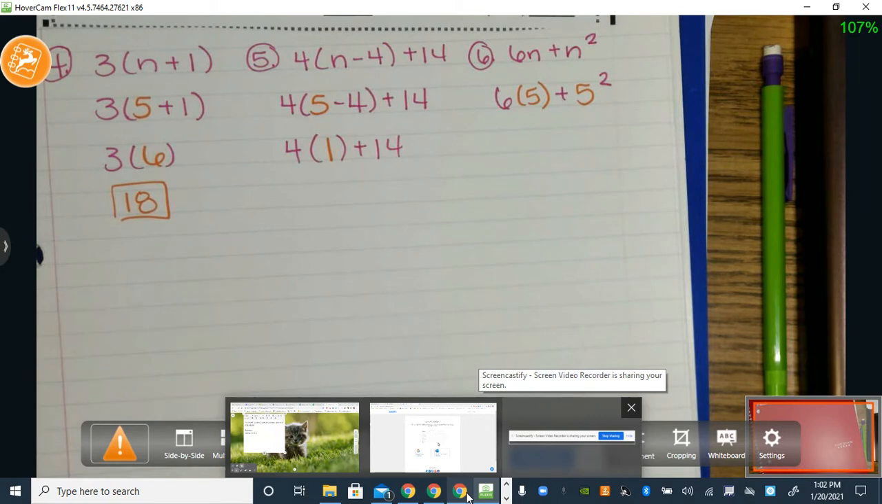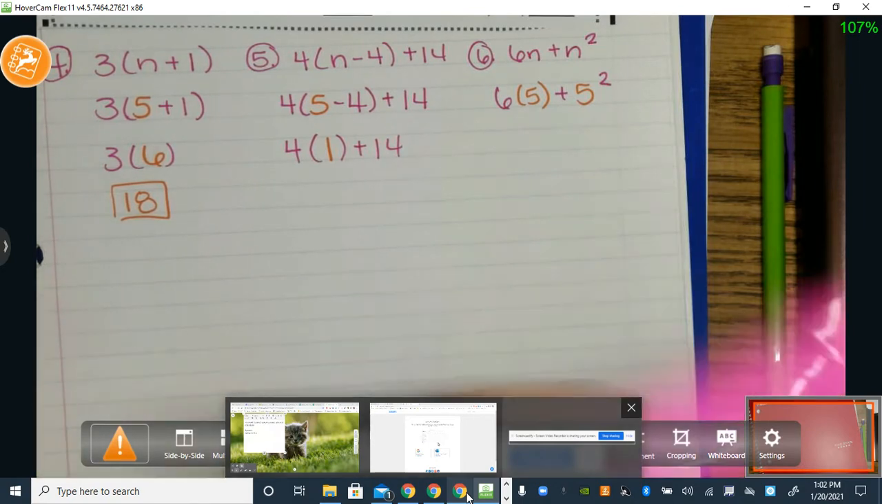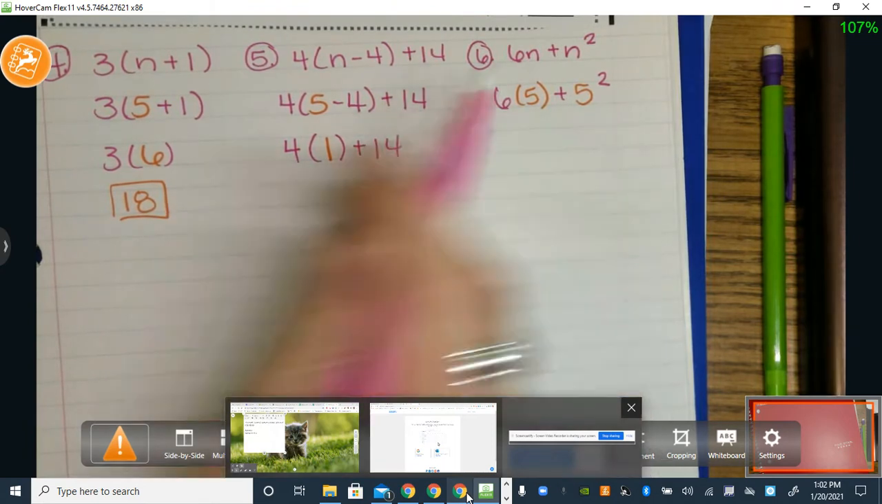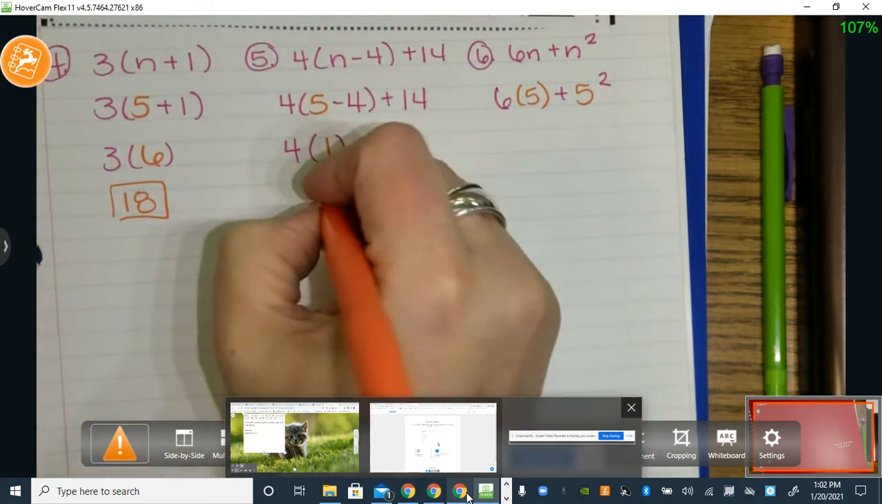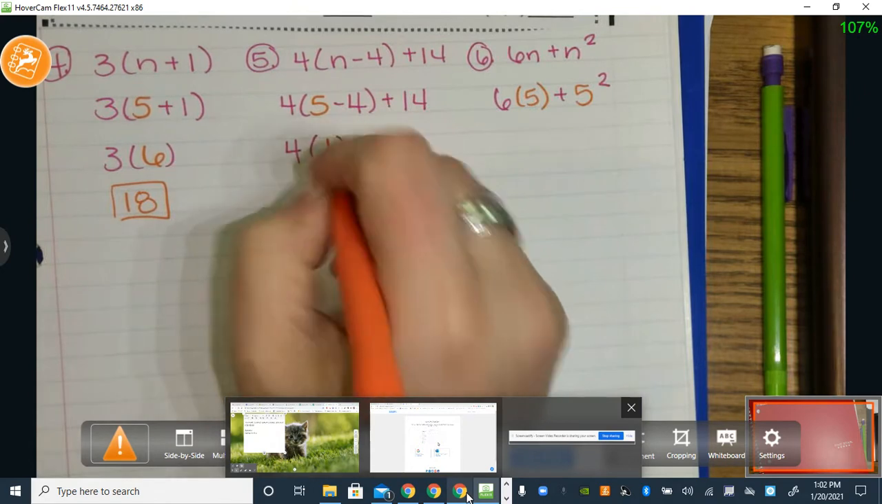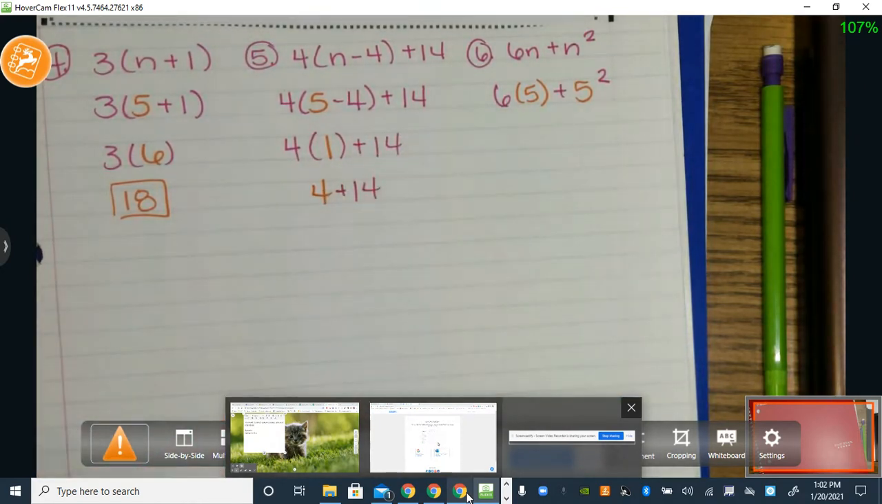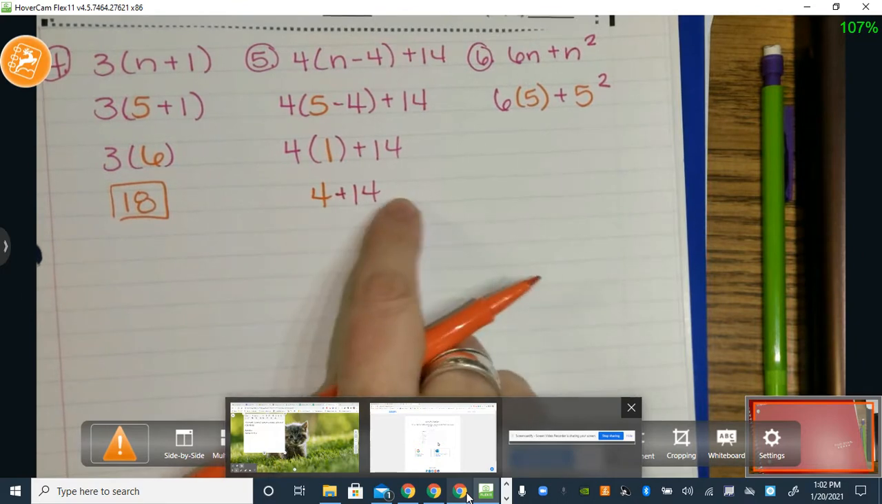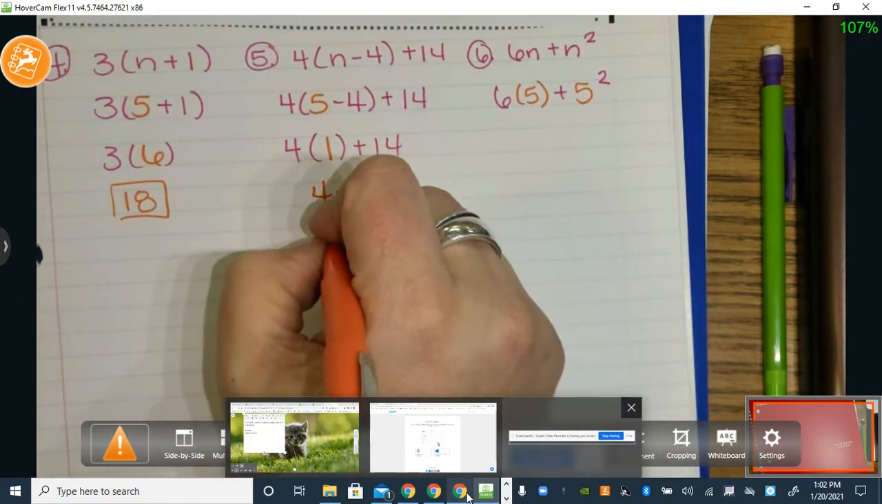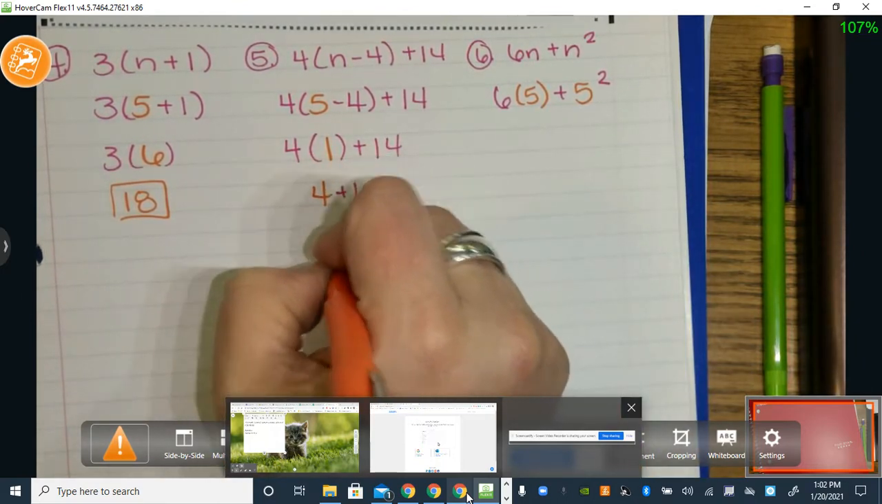Okay, so I solved what's in parentheses. I brought everything down. Now I need to go to my second step. So 4 times 1, with the order of operations, I need to do that next. So that would be 4 plus 14. Just brought that down, and then I need to solve this. 4 plus 14 gives me 18 again.